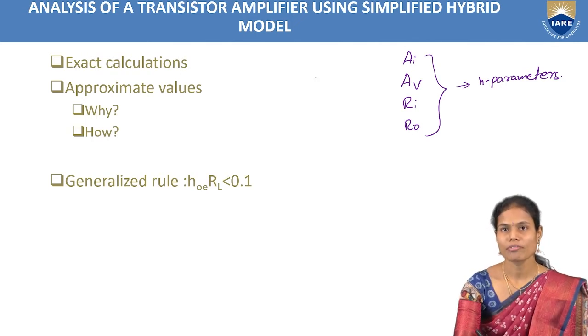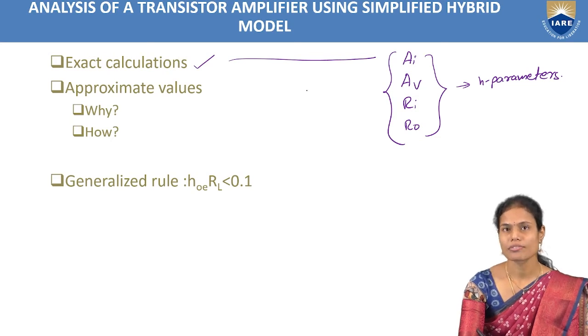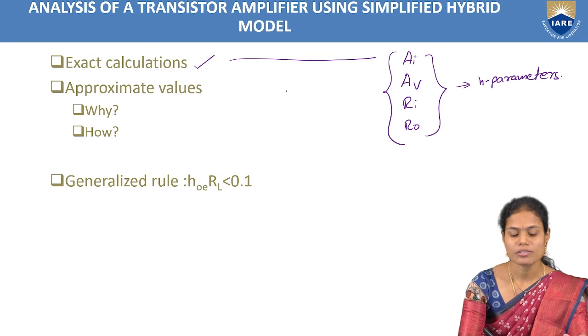So till now, what we calculated in the last session belongs to the exact calculations. Those give the exact values of all the amplifier parameters. But next we are moving to the approximate calculations. Why are we moving to these approximate calculations? Because in the case of exact calculations, we are calculating everything in terms of H parameters.